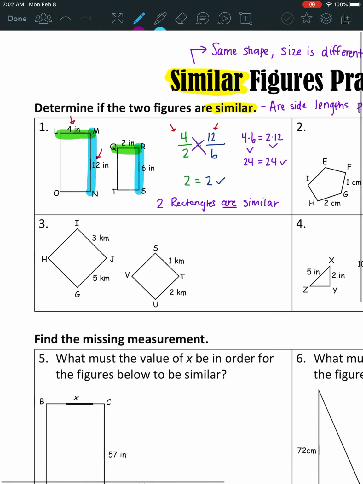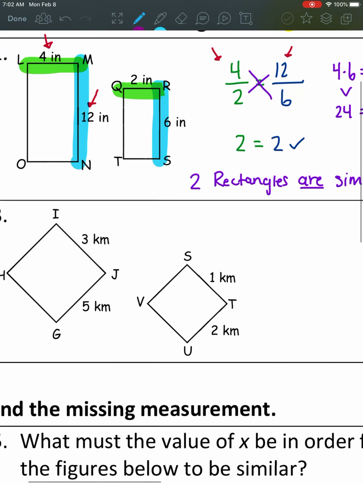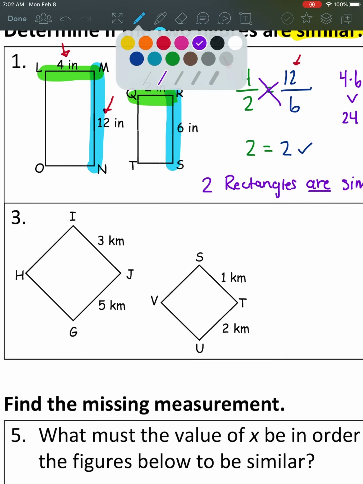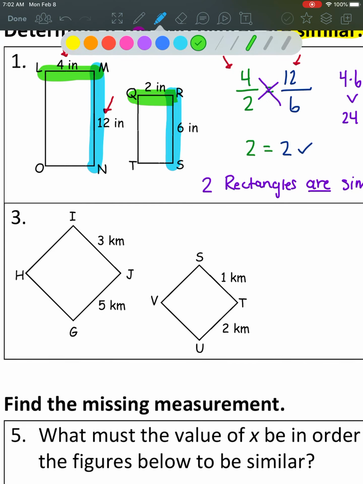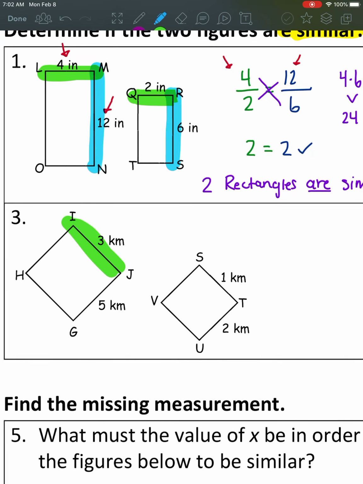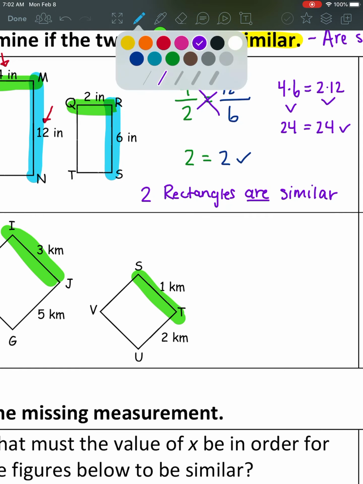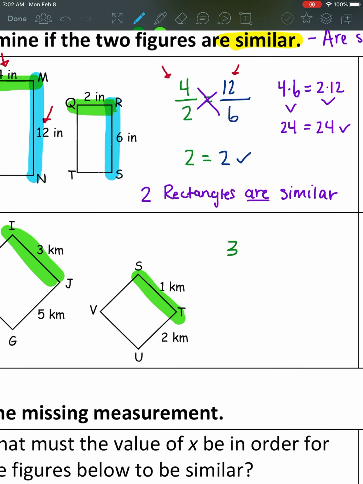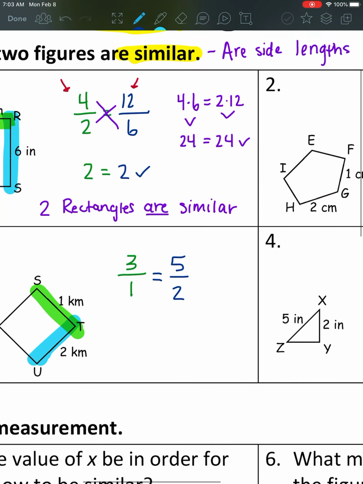I'm going to jump actually below to this third one. Now, again, we want to start out finding corresponding side lengths. So 3 kilometers matches up to 1 kilometer, and we could go ahead and write that ratio. So 3 to 1. Then the second side lengths are 5 and 2. So we will set up equals 5 over 2. So again, we could simplify those.